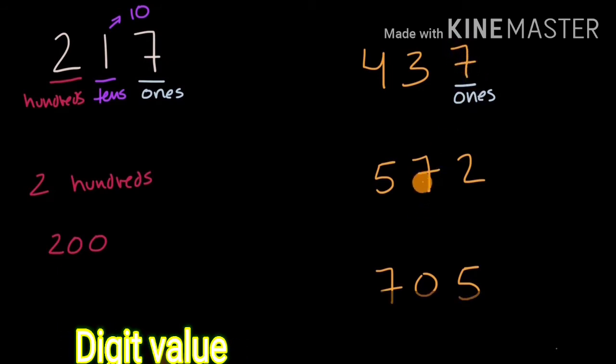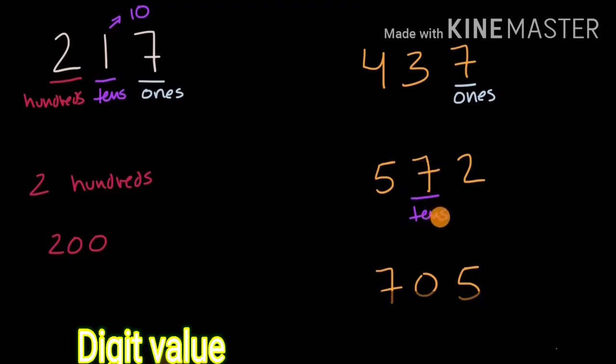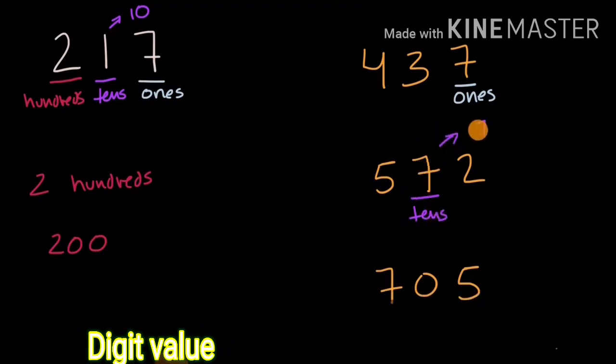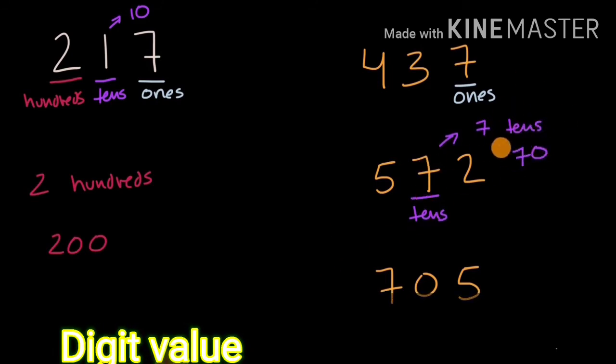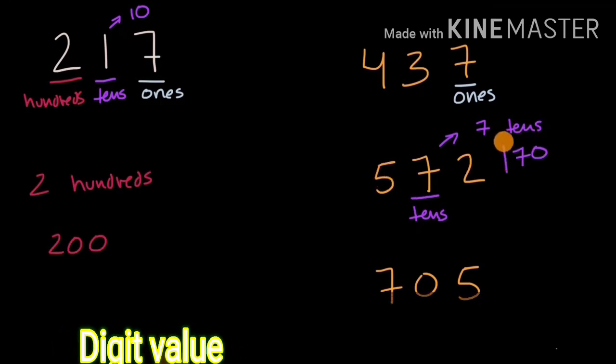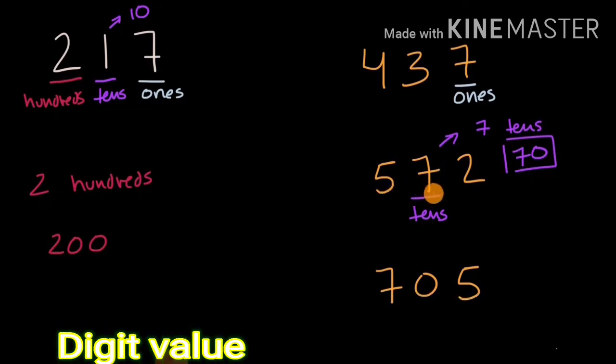Now this next number, the 2 is in the ones place, and we see that the 7 is in the tens place. So this actually represents 7 tens. Well, 7 tens is the same thing as 70. So it's actually in this second situation where the 7 does represent 70. This number is 572.